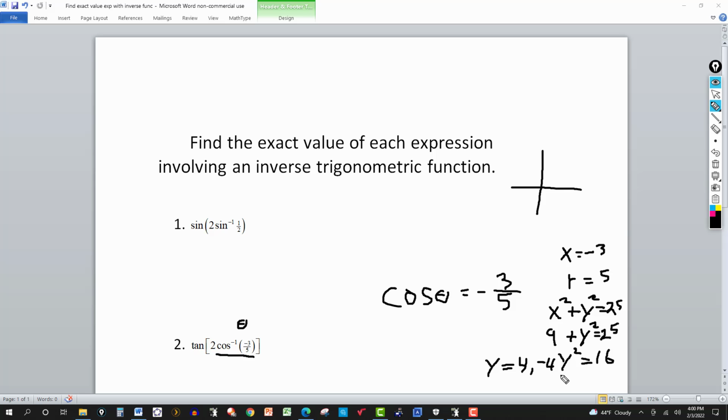But I'm dealing with cosine inverse here for the angle, so the range for cosine inverse, I should say, goes from 0 to pi. So the angle has to be in either quadrant 1 or quadrant 2. Well, because the x is negative, it's going to be either in quadrant 2 or 3. But again, the range is from 0 to pi, so we're restricted to quadrant 2. So we know then that x is equal to negative 3, y equal to 4.